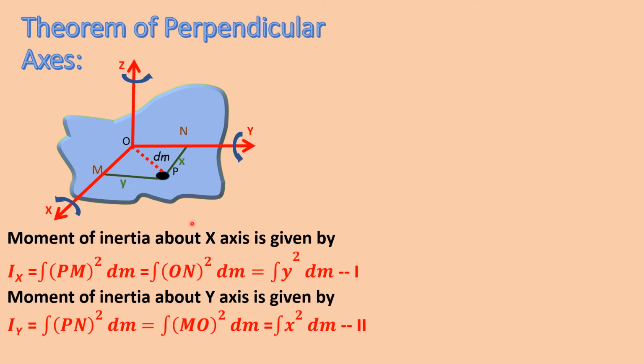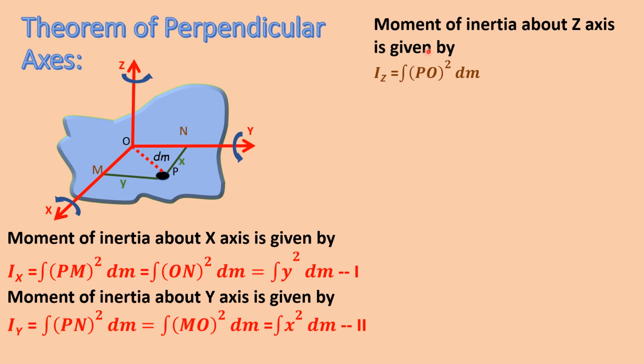Similarly, we can calculate the moment of inertia of this dm about the perpendicular axis z, and it is given by Iz is equal to integration of OP square dm. OP is the perpendicular distance from the axis of rotation, that is the z-axis, and OP value is equal to square root of y square plus x square. Just substitute the value, so we get Iz is equal to integration of square root of y square plus x square, the whole square, dm.